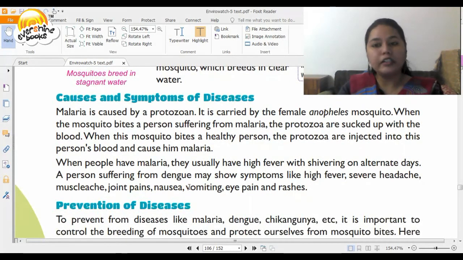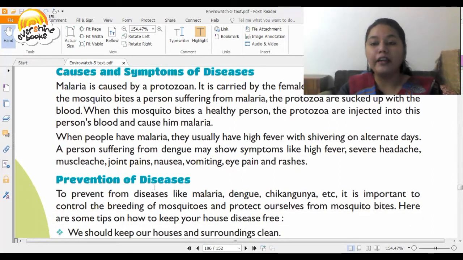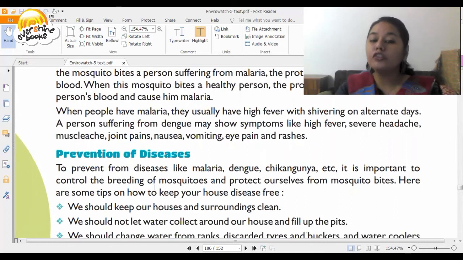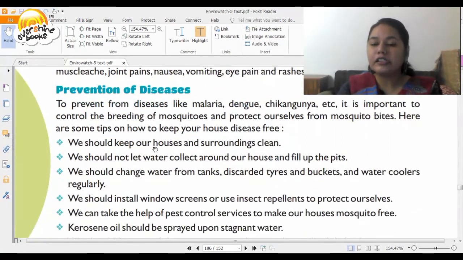When people have malaria, they usually have high fever, and then they have shivering on alternate days. A person who is suffering from dengue may show symptoms like high fever, severe headache, muscle ache, joint pains, vomiting, eye pain, and rashes. Now, how do you prevent these diseases? First, we should keep our houses and surroundings clean. We should not let water collect around our house, and we should fill up the pits. We should change water from tanks, discarded tires, buckets and water coolers regularly because these are the things that attract a lot of mosquitoes.